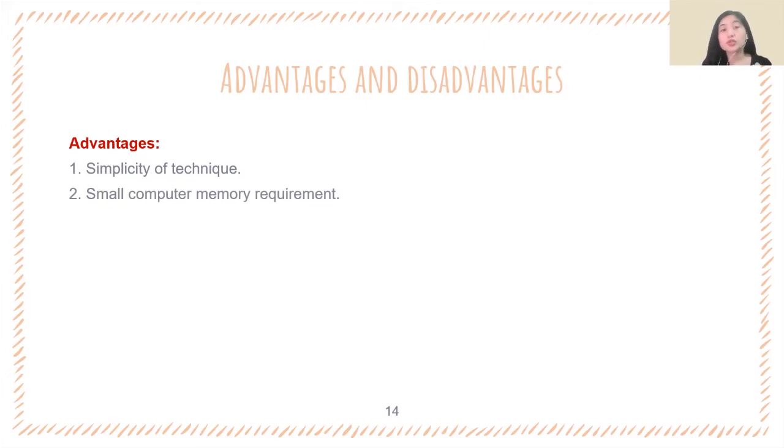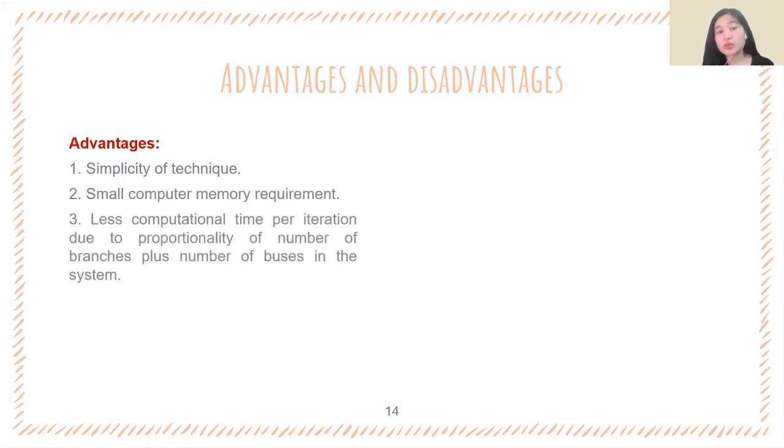So since it is known to be a simple technique and does not undergo too many iterations, it will have a small computer memory requirement for our digital computers. Number 3 would be the less computational time per iteration due to the proportionality of the number of branches plus the number of buses in our system.